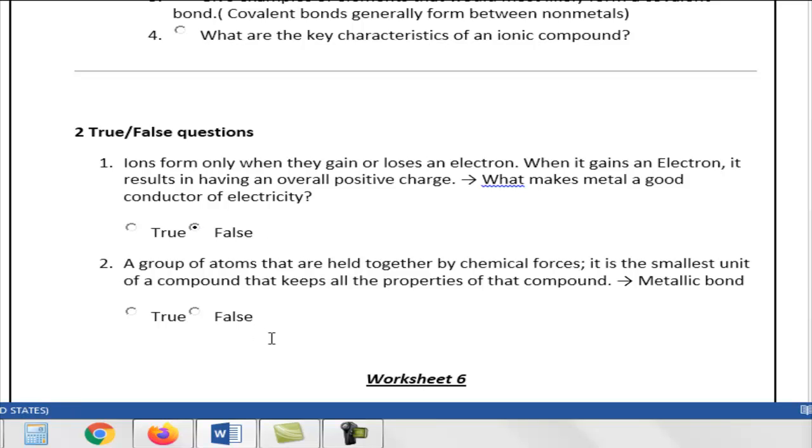Number 2, a group of atoms that are held together by chemical force is the smallest unit of a compound that keeps all the properties of the compound. It will be metallic bond. So number 2, it will be true.